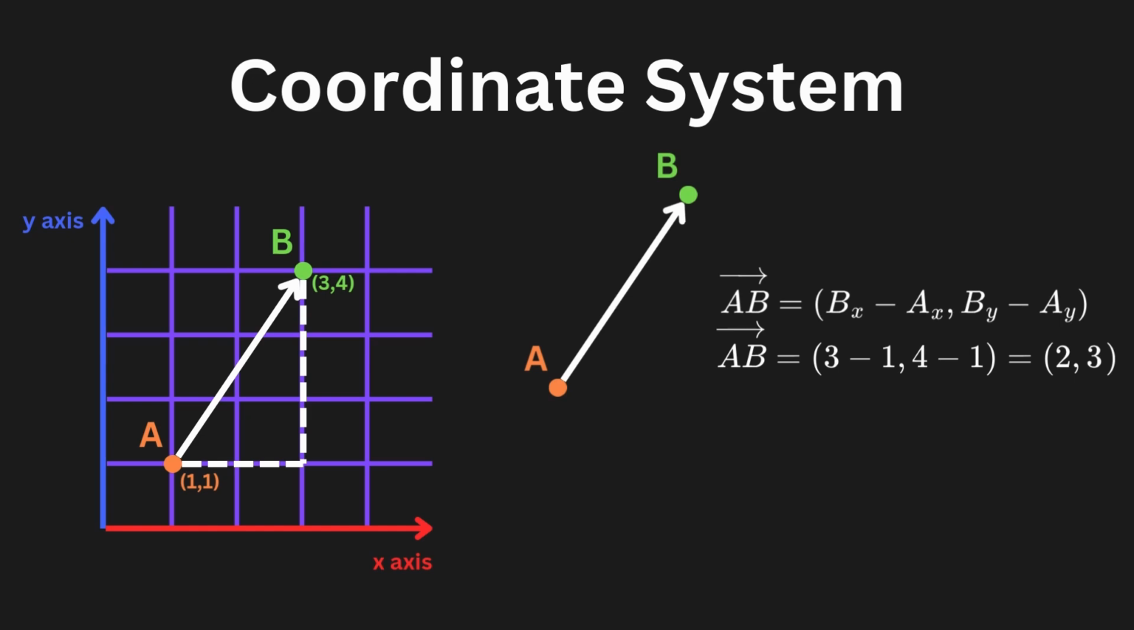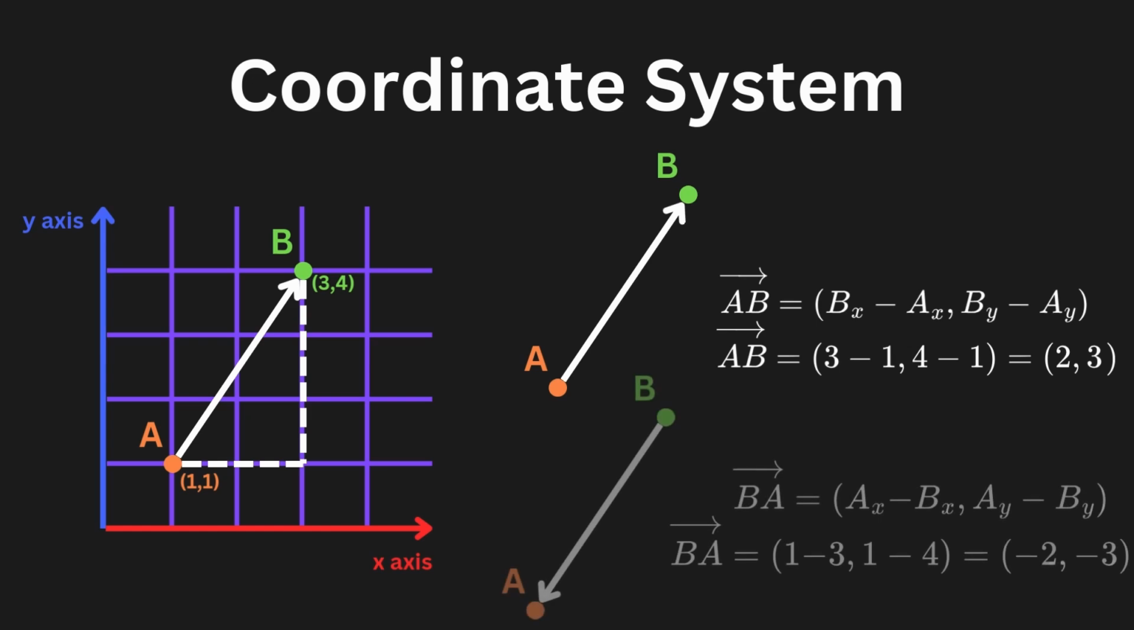We can represent our result as a movement in space. Look at our dashed line in the figure. We moved 2 units to the right and 3 units up. If you wonder if the order matters, take a look. Subtracting in reverse order, we get the opposite vector.